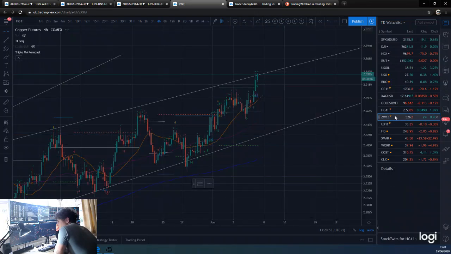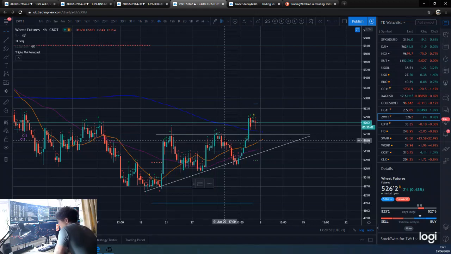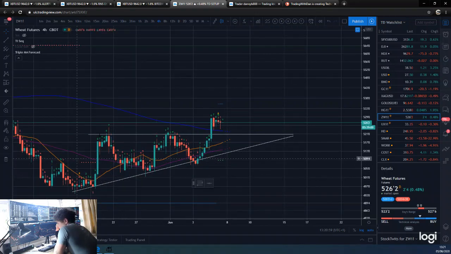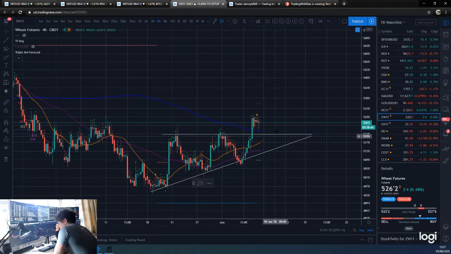What was this? This was wheat futures. What a great buy wheat futures was. Looks like on this 4-hour, this ascending triangle that I drew is playing out quite nicely. We're broken above it now. I believe we are just getting held up by this 9 candle on the 4 hour, and also this moving average and potential backtest of this line.